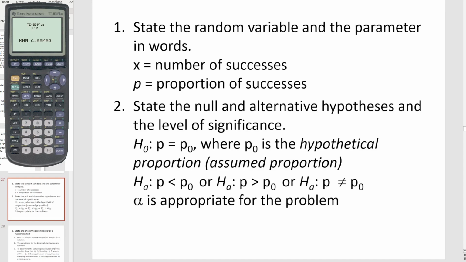So when we're conducting a hypothesis test for a one population proportion, a lot of the steps for these tests are very similar. So first step is state the random variable and parameter in words. In this case, X is the number of successes and P is the proportion of successes. Step 2 is to state the null and alternative hypotheses and the level of significance. Remember, we have to state the level of significance before we collect our data.